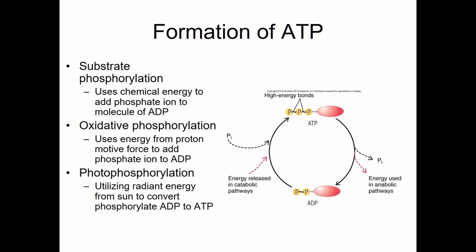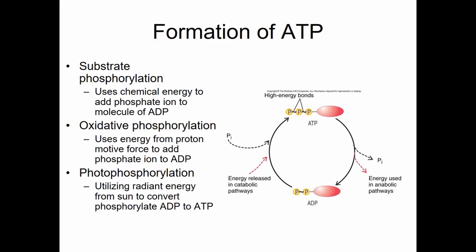3 ways of making it. Substrate phosphorylation uses direct chemical energy to make the ATP. Okay? Think of this as you go to work, they pay you, money goes in your bank account. Every time that bank account goes up, you've got more money. Think of that like more energy, more ATP. Direct production of the ATP.